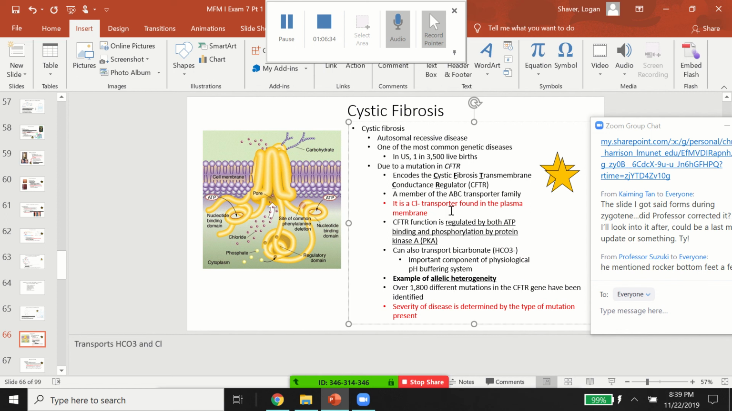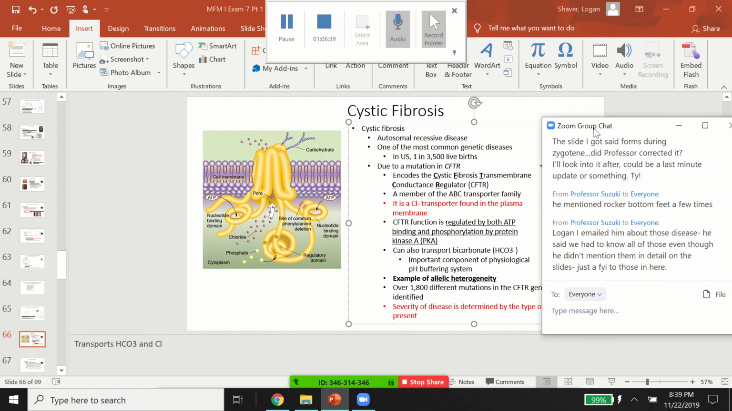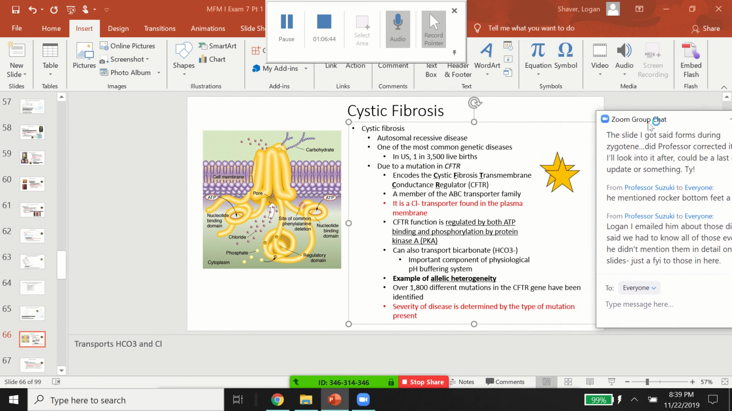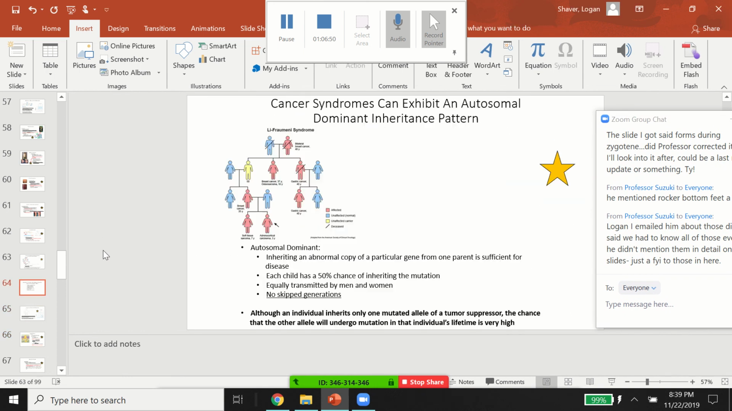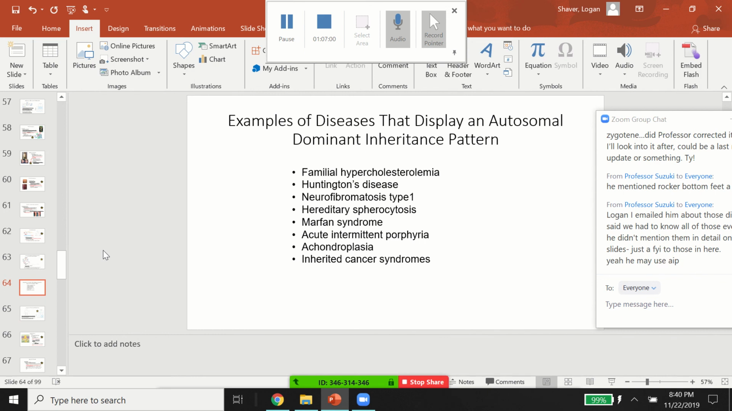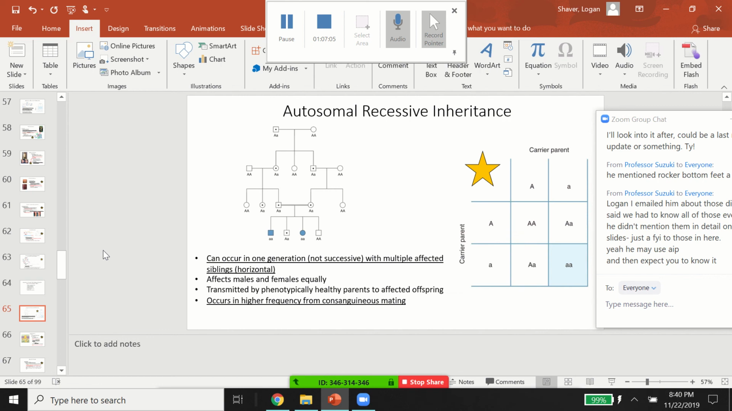Okay. Logan, I emailed him about those diseases. He said we had to know all of those, even though he didn't mention them in detail on the slides. Just an FYI to those in here. Oh, okay. Yeah, I do kind of remember him. I was thinking that too when I got to that slide. I think he even expected us to kind of know acute intermittent porphyria somehow. So maybe just keep that in mind. Yeah, exactly. It's nice to stay on the side of caution, just in case.